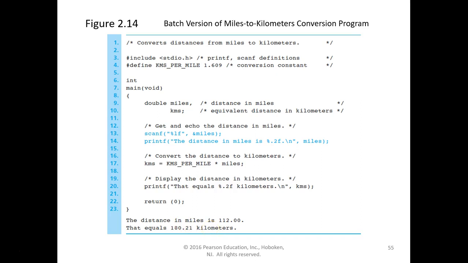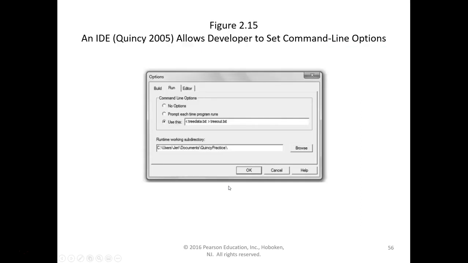So when you print, the distance in miles is 112, that's equal to 180.21 kilometers. Just run this code and see how it works. The best way is to run it. Okay, so let me see.